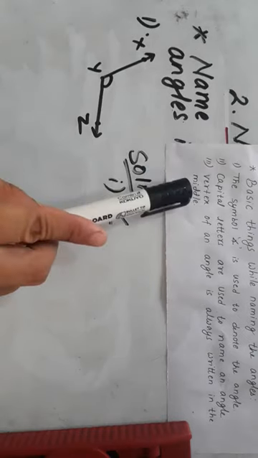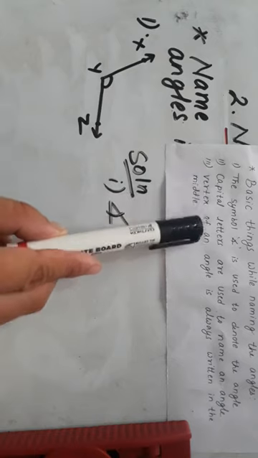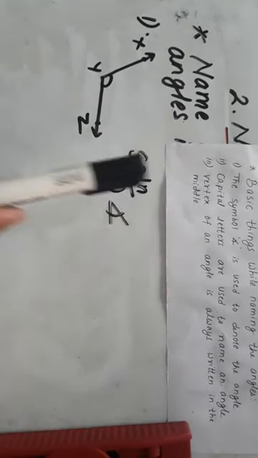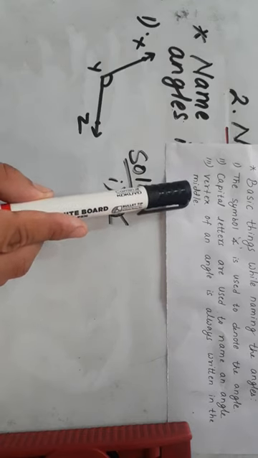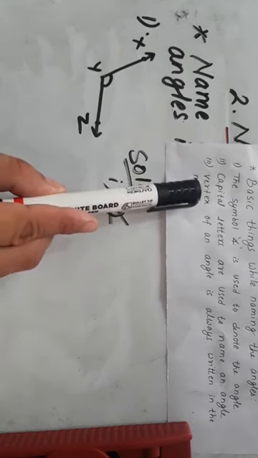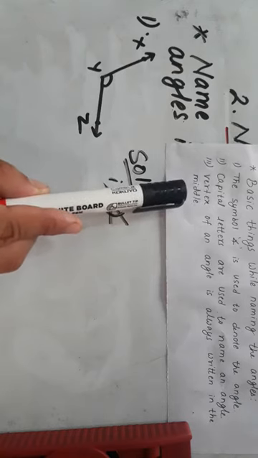And similarly, point 3, vertex of an angle is always written in the middle. So students, point number 3 is very important while naming the angle. Your vertex must lie in the middle.